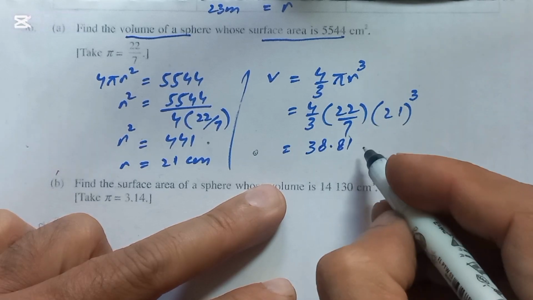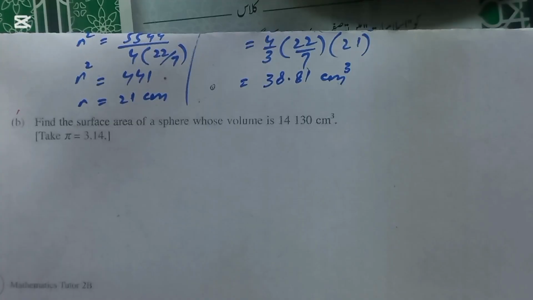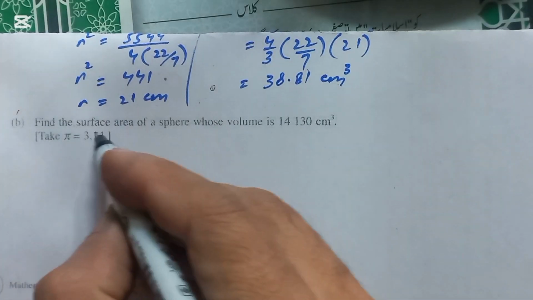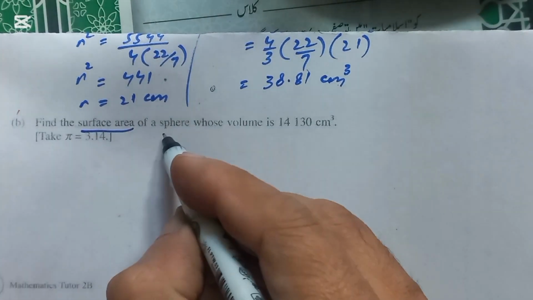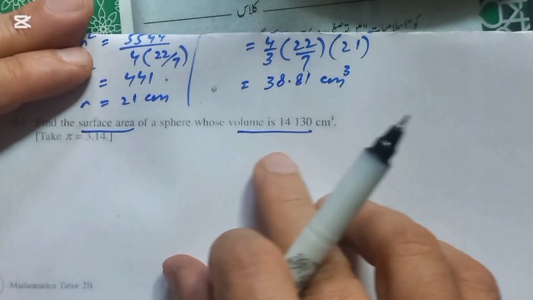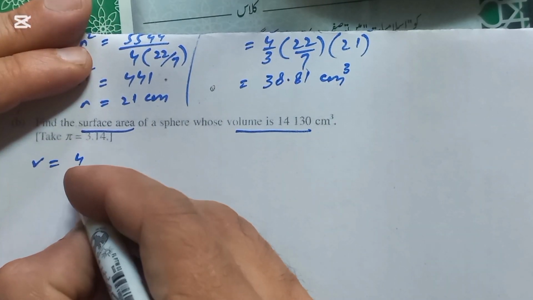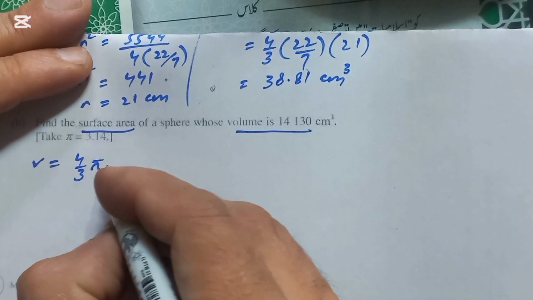Volume's unit will be centimeter cube. B part is the reverse of A part. Now find the surface area of the sphere whose volume is given. So the thing which is given, we will start from here. Volume is given of the sphere. Formula is 4/3 pi r cube.